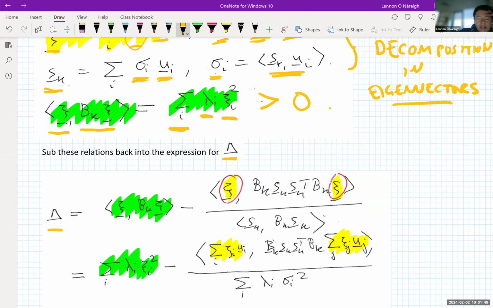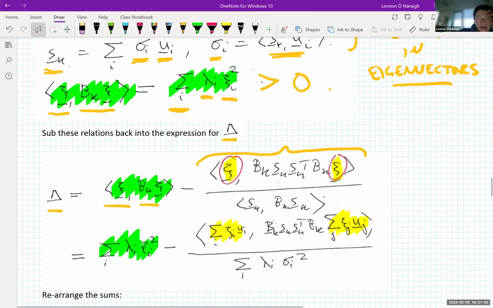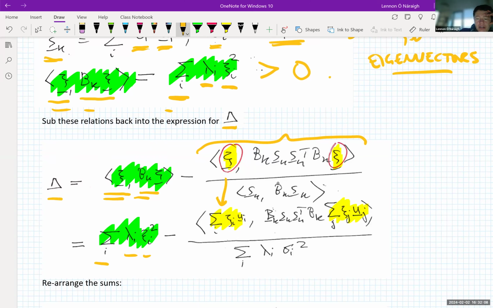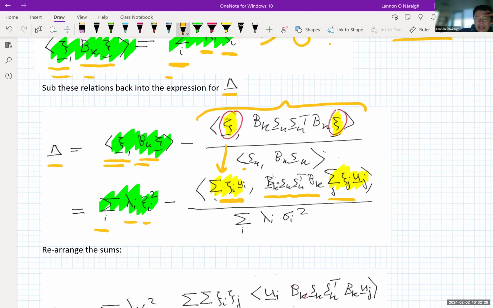So delta is xi scalar product with B_k times xi, minus this complicated second term. And I sub in for xi scalar product with B_k times xi, highlighted in green. So that's the sum over i of lambda_i xi_i squared. And now I sub in for xi, using the decomposition in terms of eigenvectors, that xi is the sum over i of xi_i u_i. And this xi vector, I take the inner product of xi with B_k s_k transpose B_k xi again, all divided by the denominator, s_k times B_k s_k, and in terms of the decomposition into eigenvectors, this will be the sum over i of lambda_i sigma_i squared. Just noting in passing that this will be positive because the lambda_i's are positive.